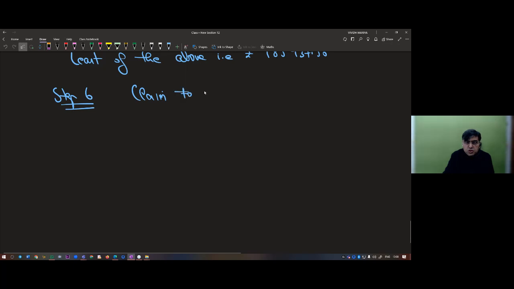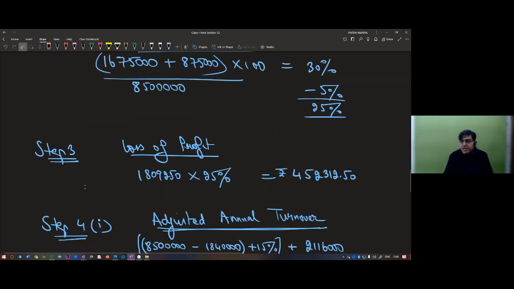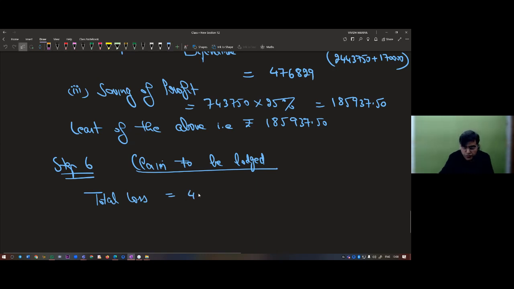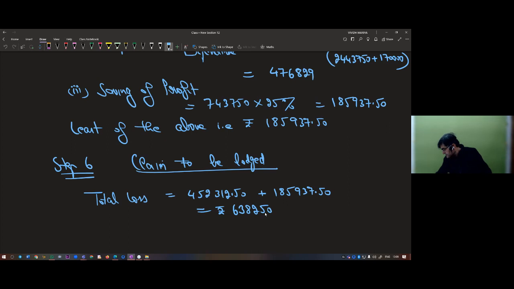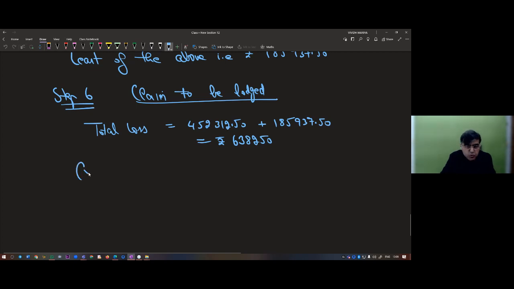Now step number 6. Claim to be lost. Total loss is equal to loss of step number 3, 452,312.5 plus 185,937.5. The total loss is 638,250.